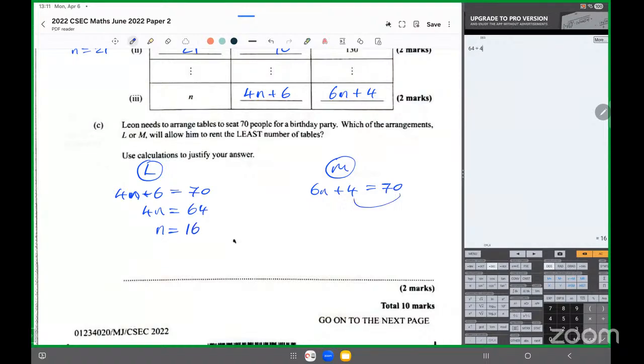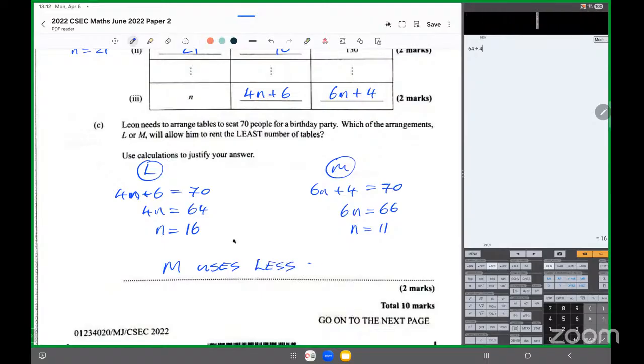And for this one, you subtract that again. Now you get 6N equals, subtract 4 now. You're going to get 76. No, not 76, 66. Subtract 4 to get 66. And then N equals 11. You see, arrangement L, arrangement M, which one uses the least number of tables? So M uses less tables.